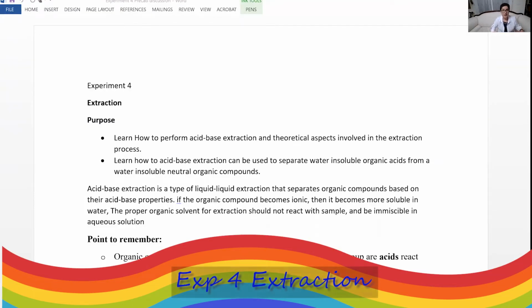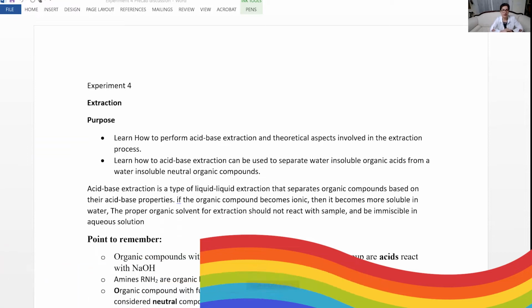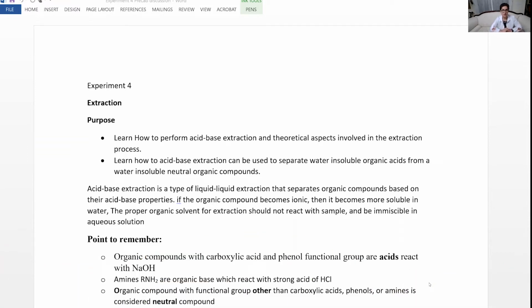Dr. Memari again, and we have pre-lab discussion for experiment 4, which is extraction. The type of extraction that we are going to perform in this experiment is called acid-base extraction.